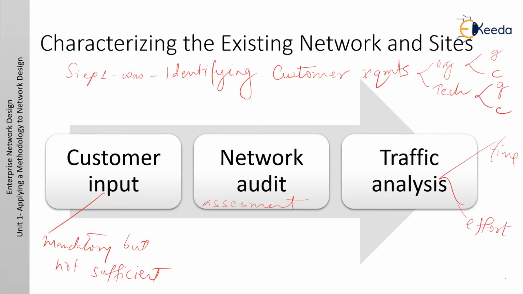Characterizing the existing network and site. The second step of design methodology is characterizing the existing network and site. The first step was already discussed: identifying customers' requirements for organizational and technical, organizational goals and constraints, technical goals and constraints.